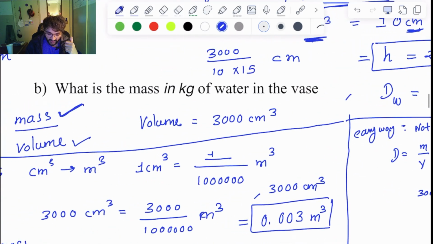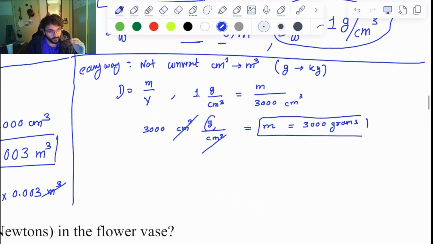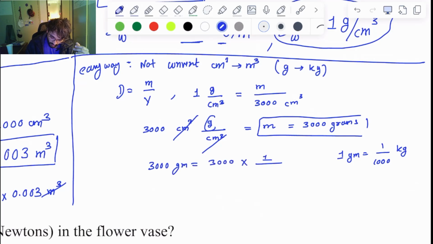But look at the problem. It says, what is the mass in kilograms? So we need to convert. That's what I was talking about. Instead of converting centimeter cube to meter cube, we're going to convert grams to kilograms. It is easier because this time the conversion is pretty easy. If you have 1 gram, that is equal to 1 over 1000 kilograms. So if you have 3000 grams, that is equal to 3000 times 1 over 1000 kilogram, and that is equal to 3 kilograms.